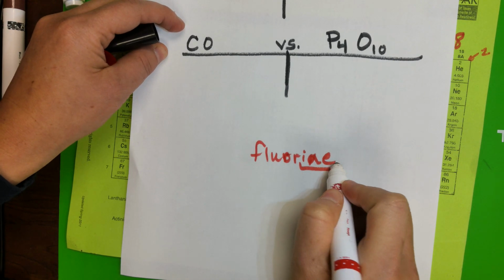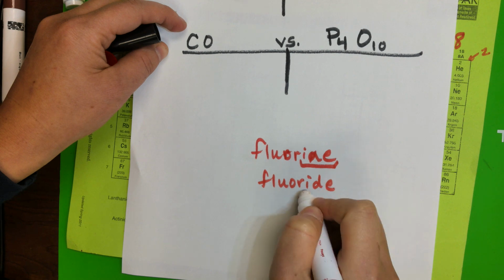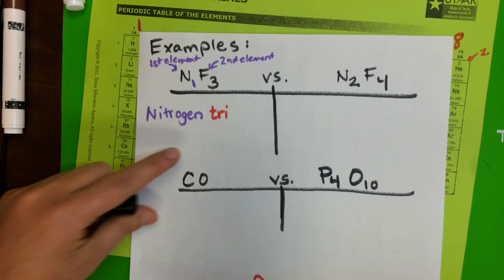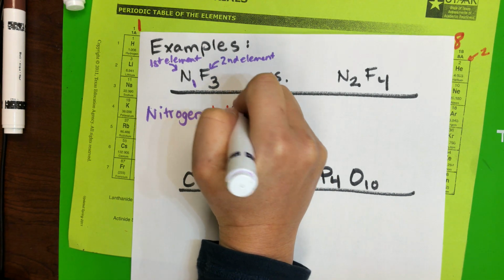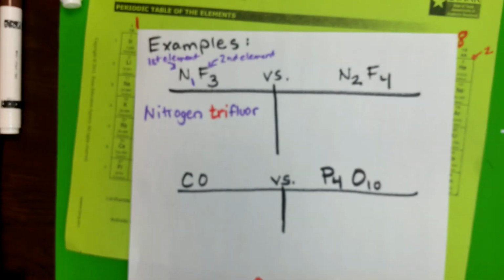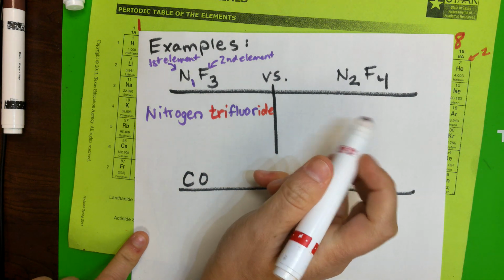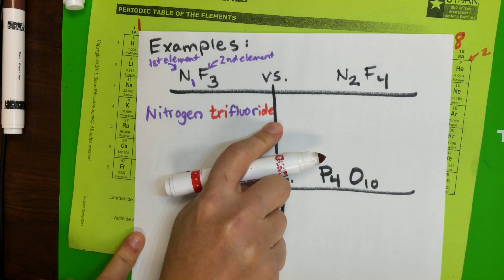So instead of I and E, we're going to write fluoride. So this is the difference. Okay, so now we're going to write it there. So we're going to put fluor, and then it's going to be at the end, and I'm going to put it in red so you can see the rules, how they apply. Okay, so it will be nitrogen trifluoride.